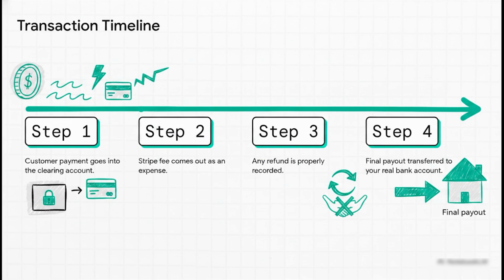Watch this. Step 1, the customer payment goes into the clearing account. Step 2, Stripe's fee comes out. Step 3, any refunds get recorded. And then step 4, that final payout is logged as a neat, perfectly balanced transfer from the clearing account right into your real bank. Honestly, it takes all the guesswork out of it.